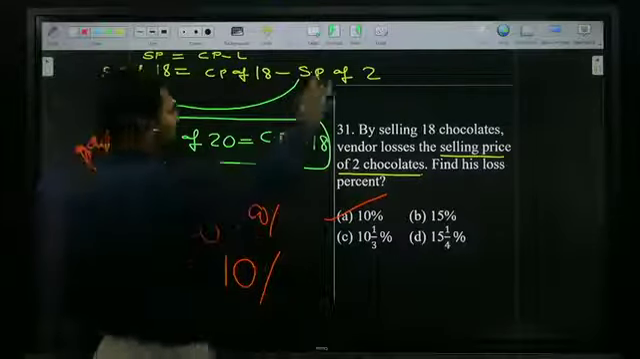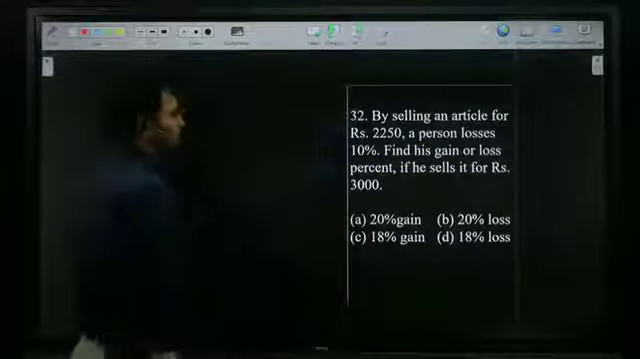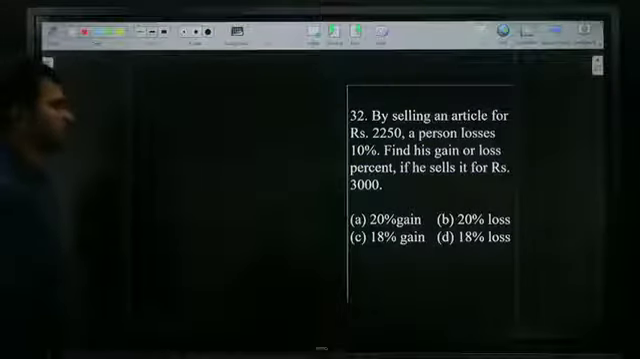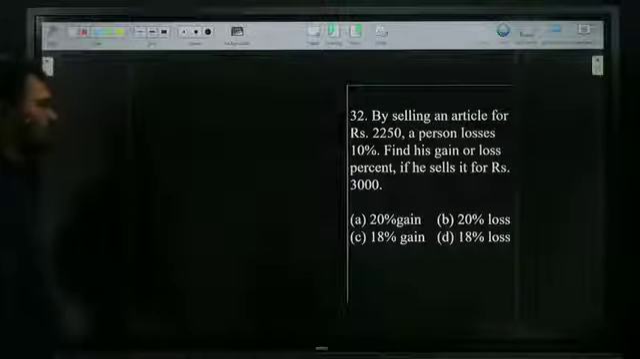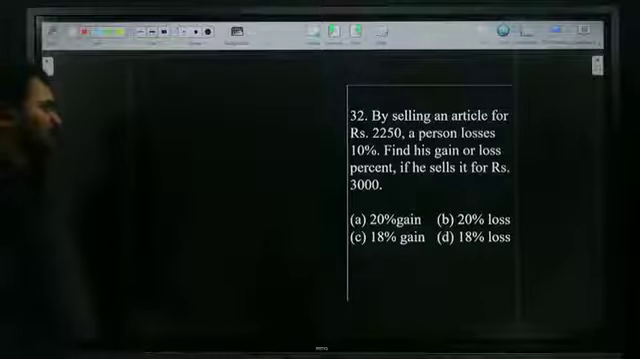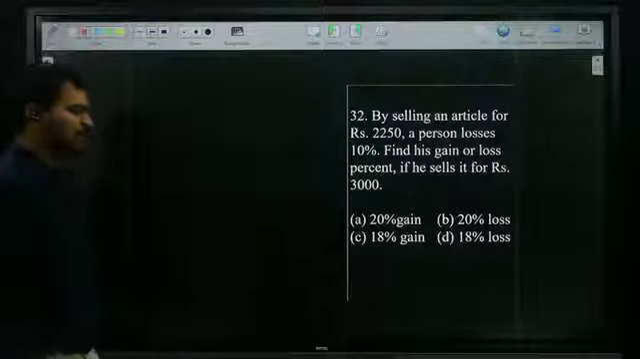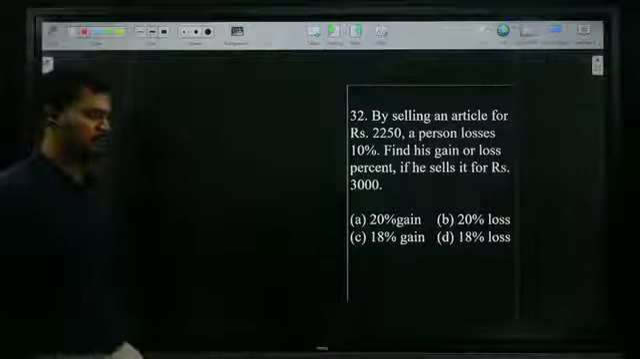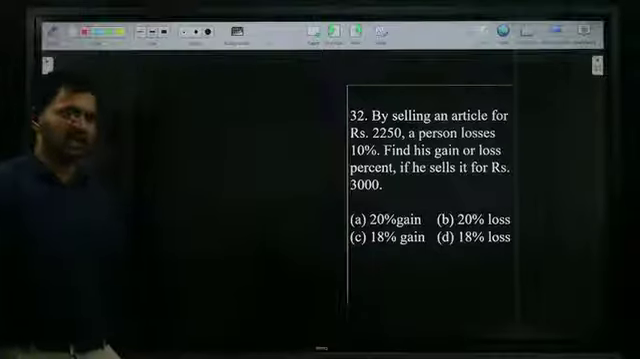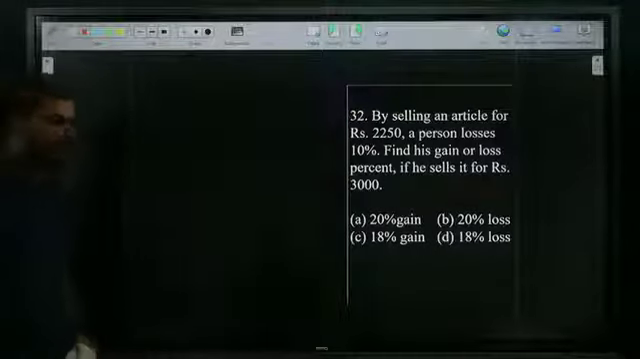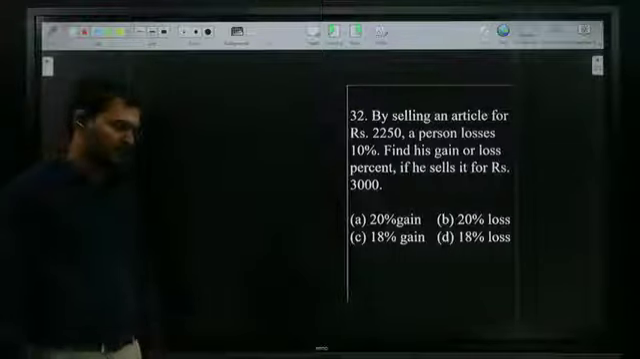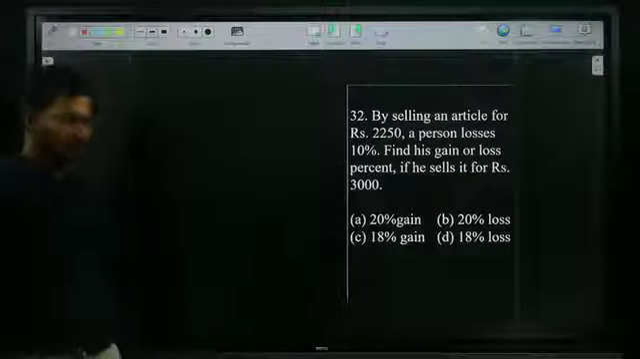See the next question, all of you. By selling an article for 2250, a person loses 10%. Find his gain or loss percentage if he sells it for 3000. Just try to solve it yourself. What is the answer for this question, all of you? I am waiting for the response.